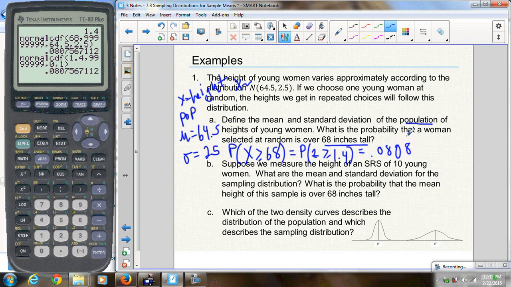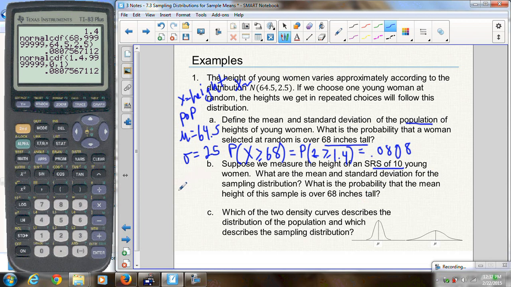Okay, so that's the probability of selecting a single woman who's over 68 inches tall. Well, in part B, it's saying now we're going to look at simple random samples of 10 women, and then we're going to find the mean of the group. So what are the mean and the standard deviation for the sampling distribution?